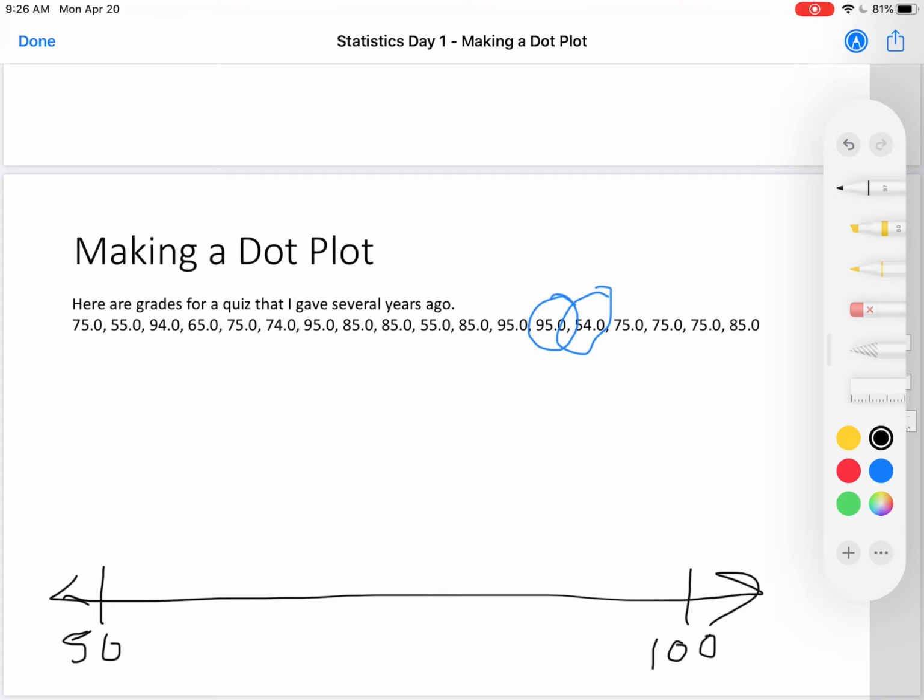Done. Now I know I'm going to go by 5s. Again, I'm ignoring what all of the other numbers say. I'm just looking at the minimum and maximum. I know I need to go from 50 to 100 because those are a little bit outside the minimum and maximum.